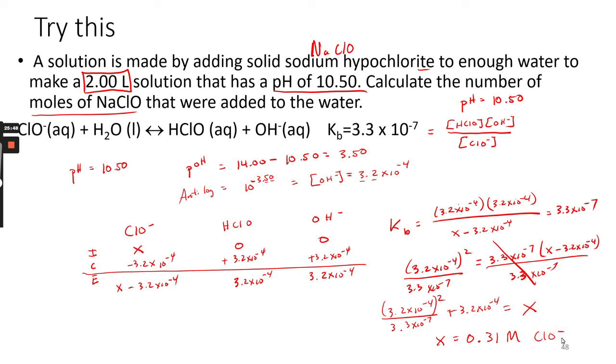ClO minus. This is the formula for sodium hypochlorite. So when it dissolves, it breaks up into this, and there's a 1-to-1 mole ratio. So this 0.31 of the hypochlorite is the concentration of your sodium hypochlorite. But what was it asking? Moles. And remember I said this volume is going to come back. So if we multiply this by the volume, we will get our moles of sodium hypochlorite that was added.